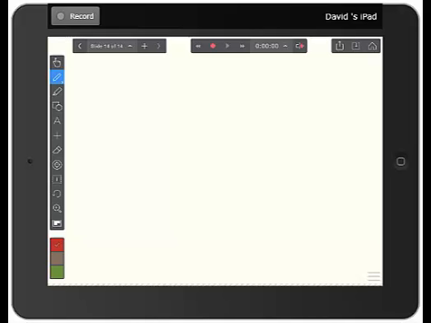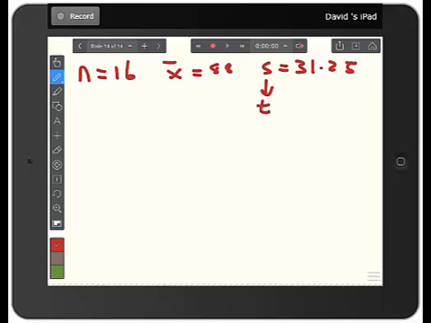Okay, just pulling the information out of number 3, you should have seen that you have a sample size of 16, a sample mean of 88, a sample standard deviation of 31.25. That means you're going to use the t-distribution. You're going to have a degrees of freedom equal to n minus 1, or 15, when we do that.